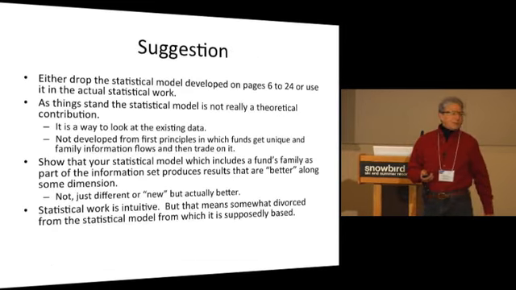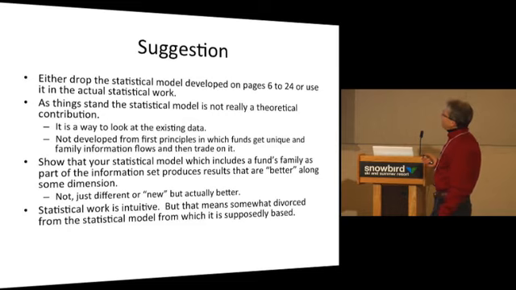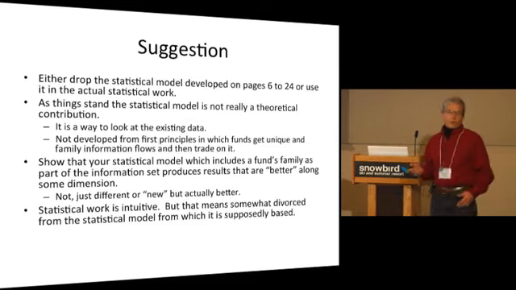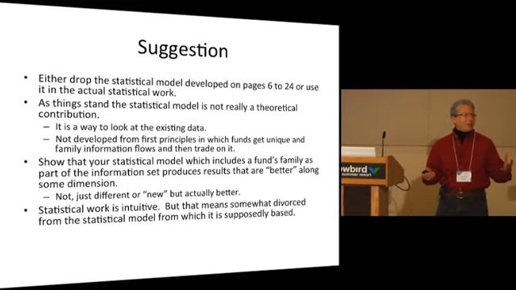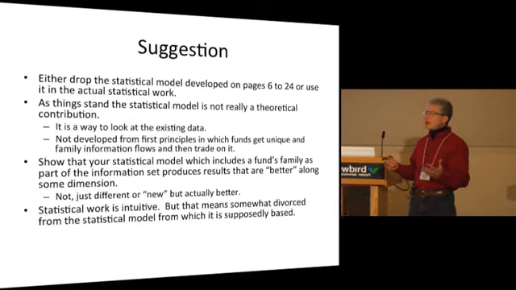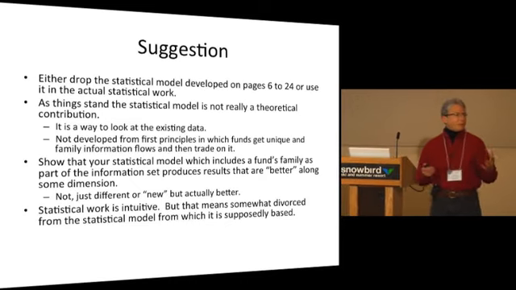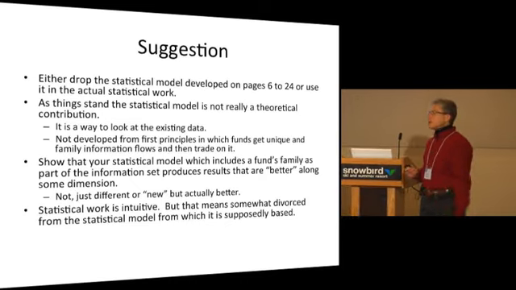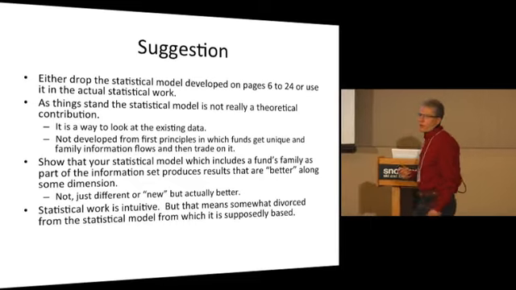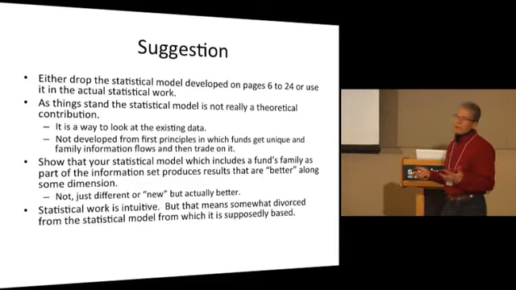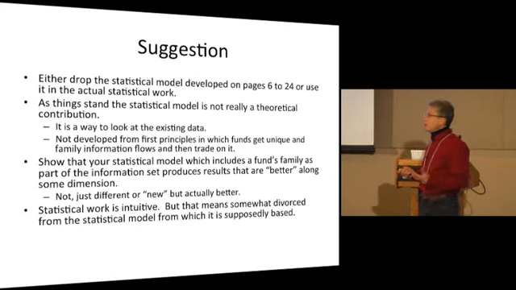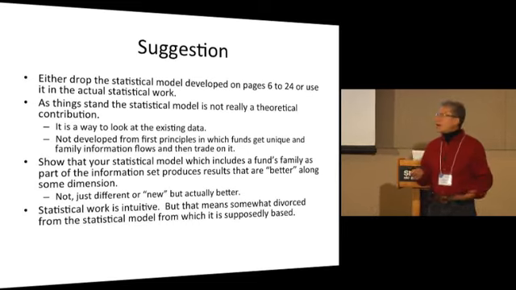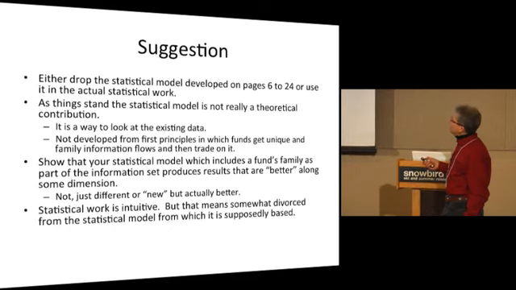So here's my final suggestion. I think either drop the statistical model developed on pages 6 to 24 or use it in the actual statistical work. Now, I wouldn't actually recommend dropping this model. They spend a lot of time and effort on it. There's no reason to drop it. It's actually the really good part of the paper because it tells you a little bit about how you might want to think about funds embedded within fund families, as opposed to the usual way we run our statistical models on mutual funds, which is sort of fund at a time. So I think it's a good idea.